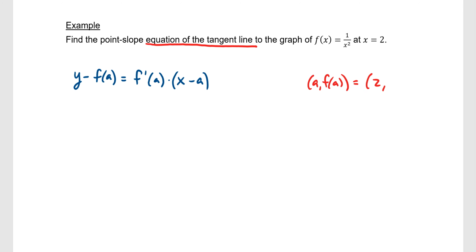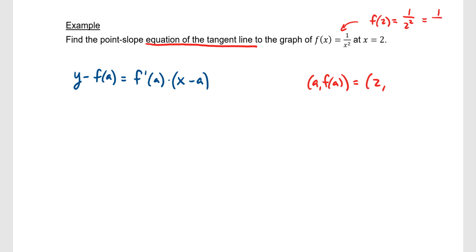This time we're not given y. We actually have to figure out what y is, and we have to do that by plugging it into the function. So f of 2, here's the function right here. That's going to be 1 over 2 squared, which is 1/4. So f of a is f of 2, which is 1/4.